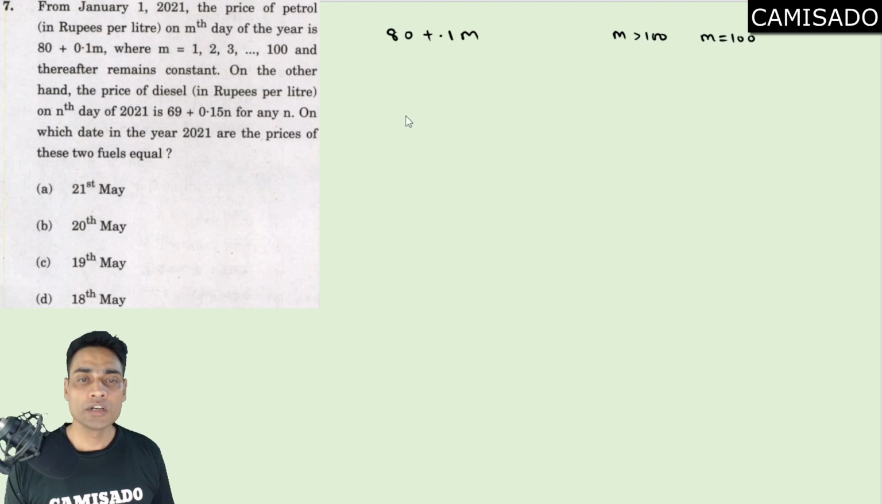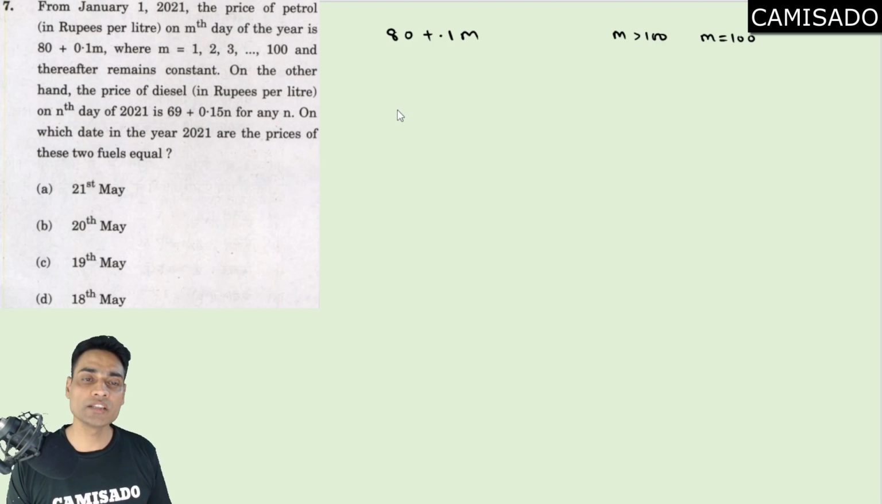Fine. On the other hand, the price of diesel on the nth day of 2021 is 69 plus 0.15 n for any n. The value of n you put here on that particular day, and the price of diesel will be calculated using this particular formula, 69 plus 0.15 n.